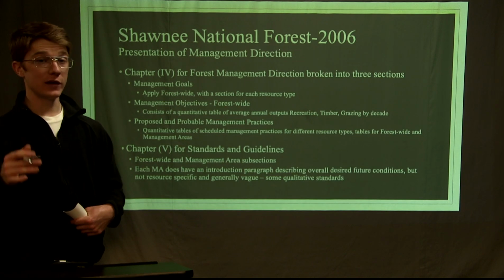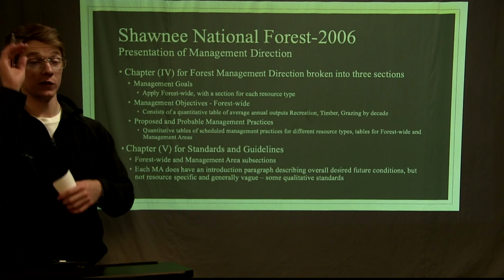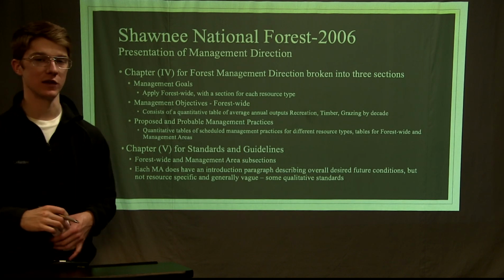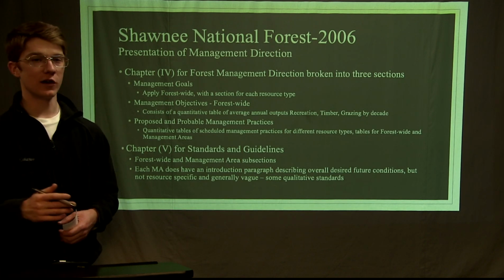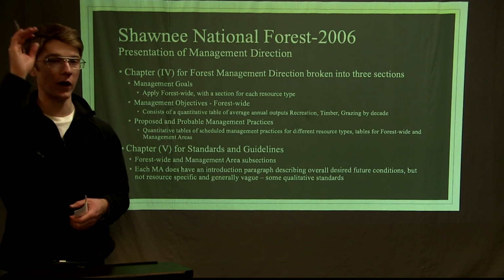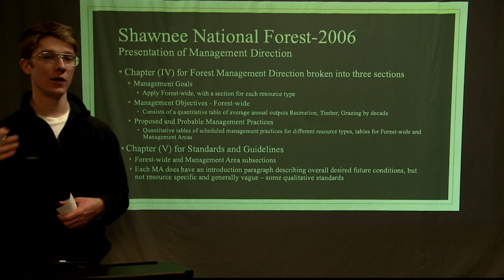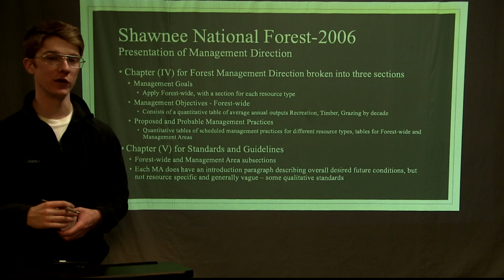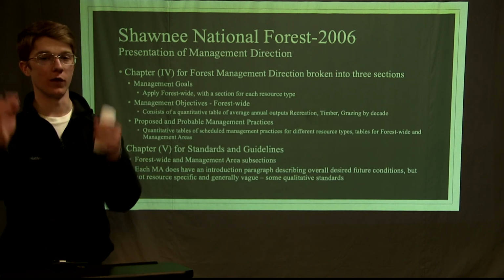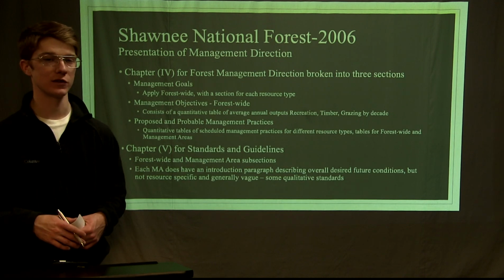Moving into the last section of the chapter, the proposed and probable management practices, this is broken down by forest wide, and then each management area also has their own section. Each of these subsections has a quantitative table with a variety of resource types, not just recreation, timber, and grazing, but a variety of those multiple use resources. These are the scheduled management practices for these resource types, and they are also quantitative targets for each of the resources.